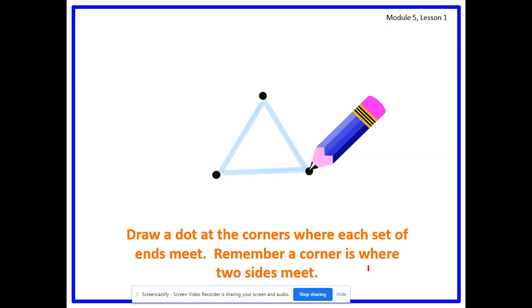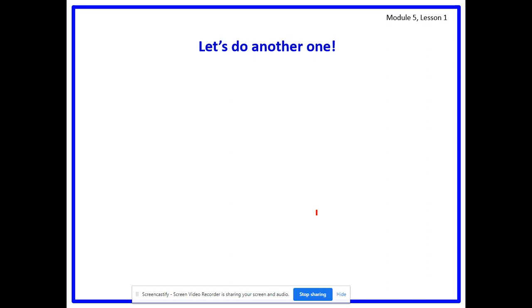Yes, where 2 sides meet. So go ahead and put a dot on every corner of the shape you drew. Just like I did right here. 1, 2, 3. How many corners does this shape have? Get ready. Yes, 3 corners. So let's do another one.